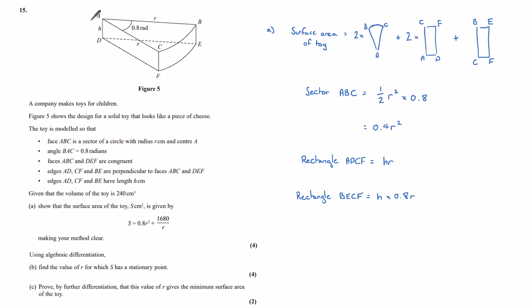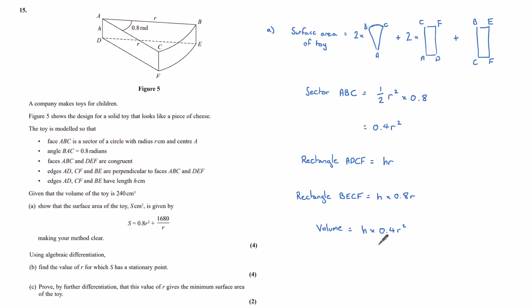Now I've got these H values here. I don't have an H in the formula I'm given, so it would be nice if I can find H in terms of R. I am told that the volume of the toy is 240. So if we start to use volume, I can find a volume equation from my diagram. Since AD, CF and BE are perpendicular to the faces, this is a prism. And to find the volume of a prism, I take the area of the face and multiply it by the length. So in this case, that's the area of this sector, which we found to be 0.4R², multiplied by the length. The length of this prism is H.